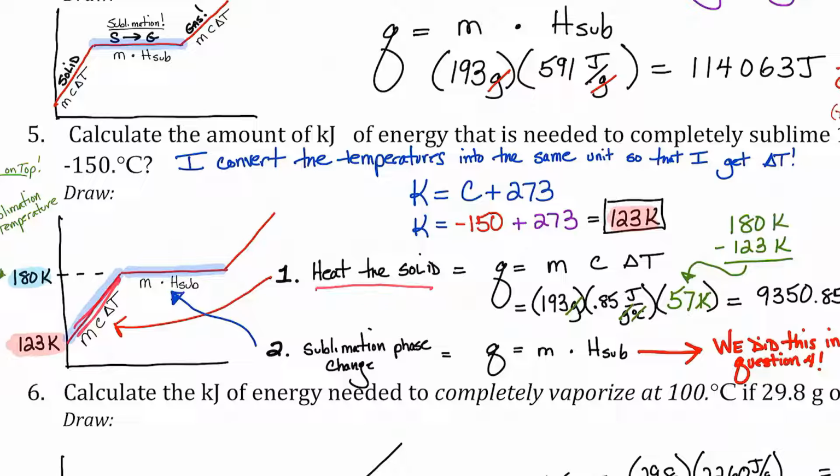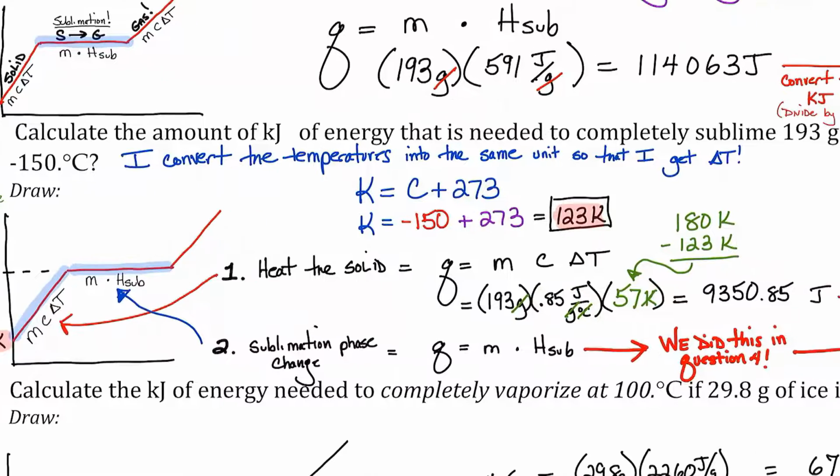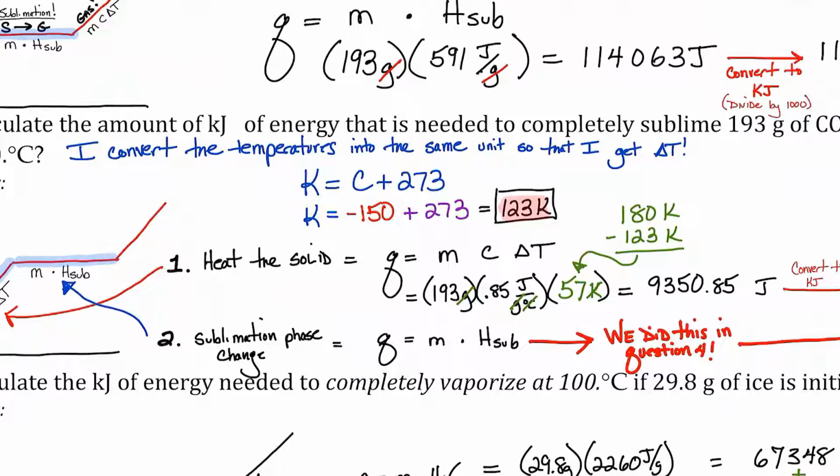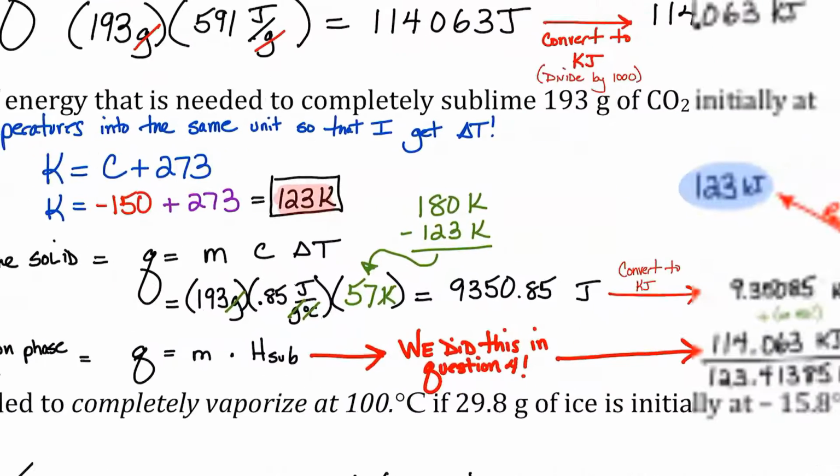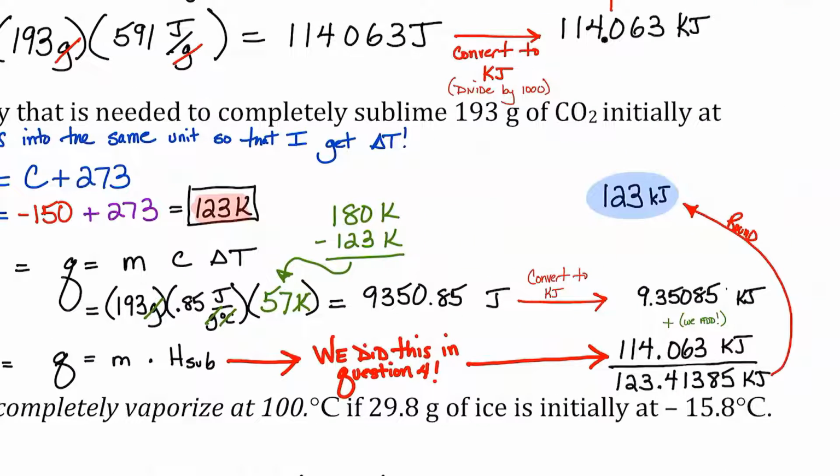Just be careful with this. We're going to use the mass of the dry ice, the specific heat of the dry ice, and the temperature change. Now that I'm in Kelvins, I could subtract them and get 57. When I do that, I get 9,350.85 joules of energy. And I convert to kilojoules, divide by 1,000. And notice something. I added to 114. Where did I get that? Well, that's only the first half of the problem.